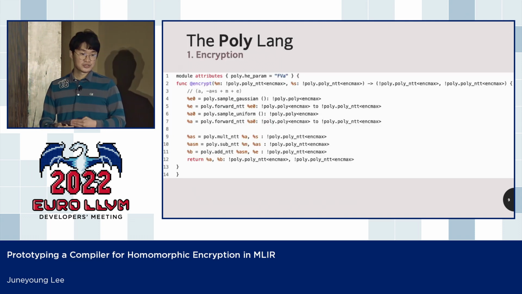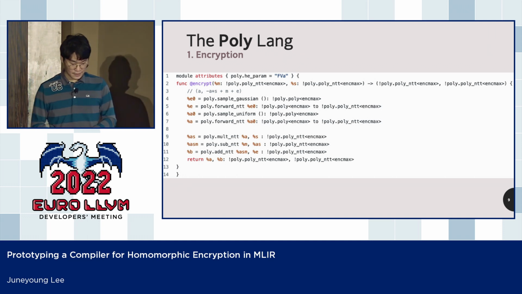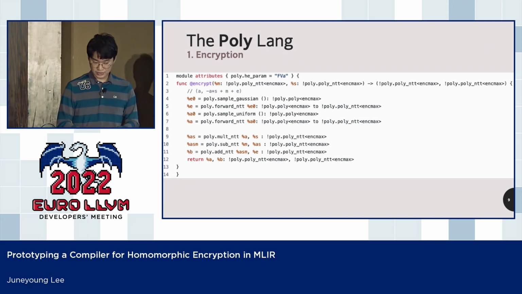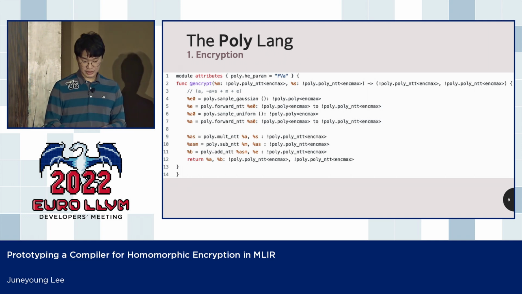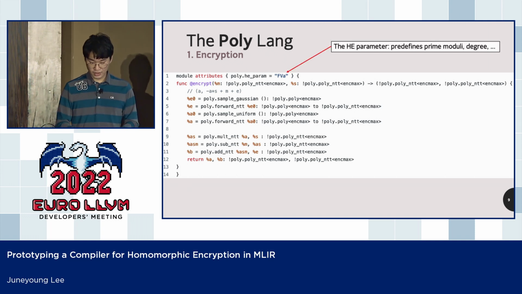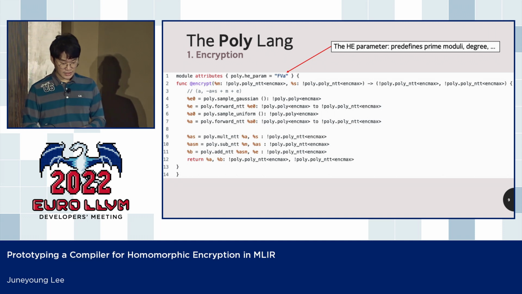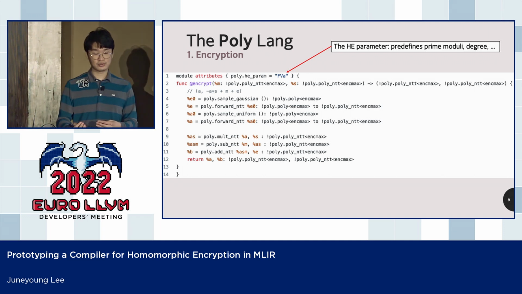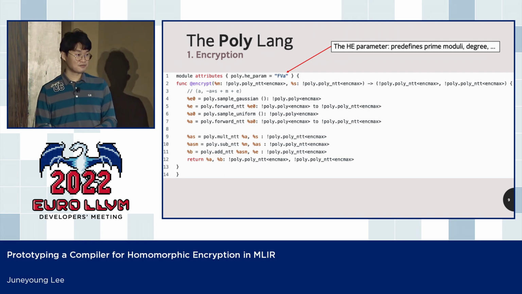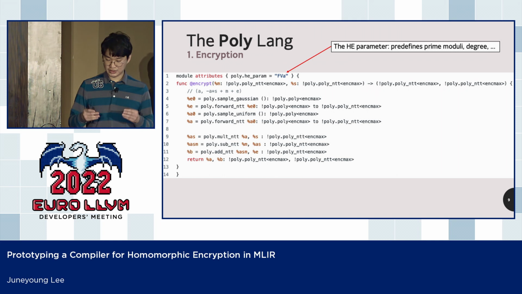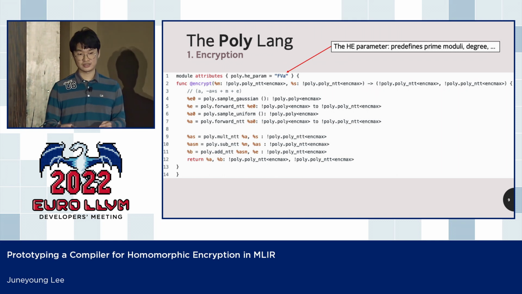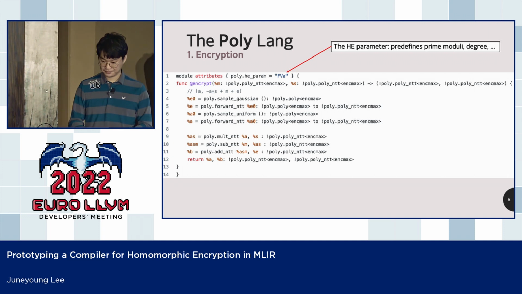Now I'll briefly introduce how the Poly language looks. This is a simple sample code that describes how encryption works. First of all, you can see that there is an attribute at the module which describes which homomorphic encryption parameter we should use. In this case, it is named FBA, which defines the set of prime moduli and the degree of polynomial and so on.